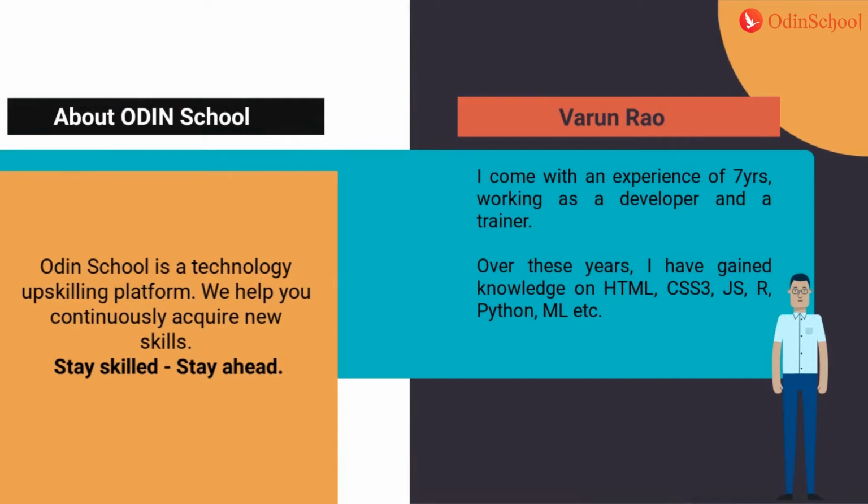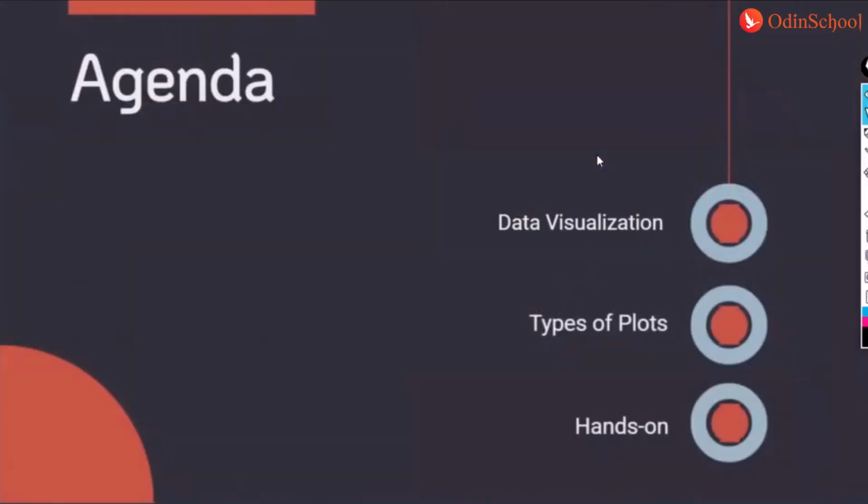And guys, my name is Varun. I have an experience of 7 years, and over these 7 years, I've been working as a developer and as a trainer. And in this tenure, I've been able to work on different languages like HTML, CSS, JavaScript, which happen to be some very famous front-end languages. And later, I moved on to SAP and then moved on to Python and machine learning and so on. It's all thanks to my work.